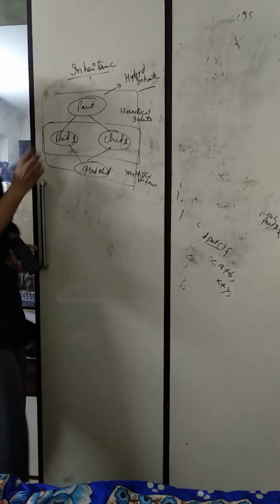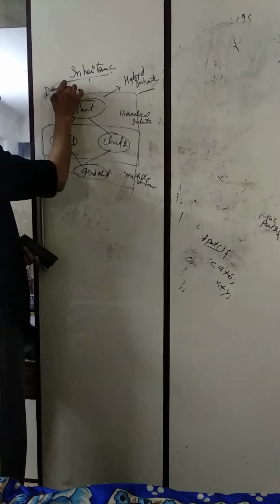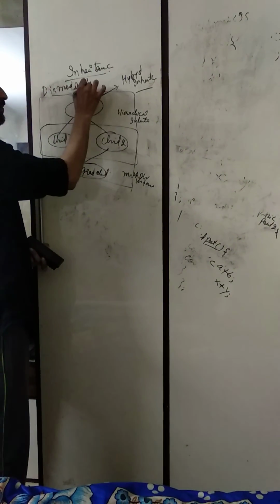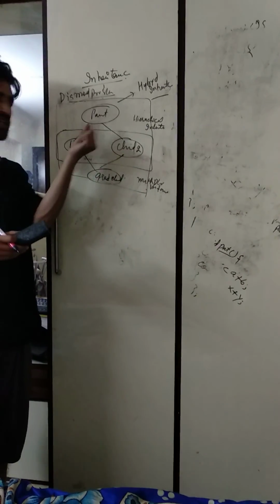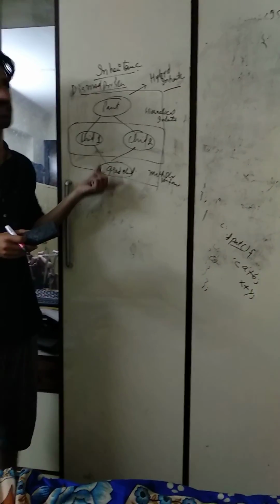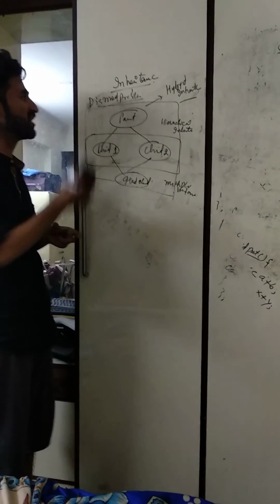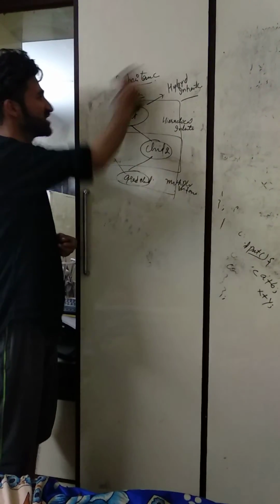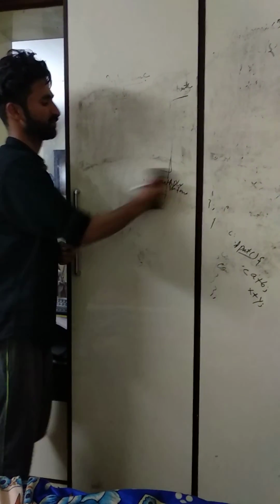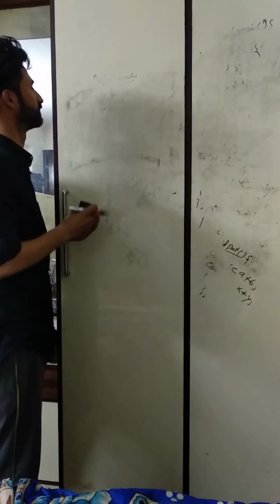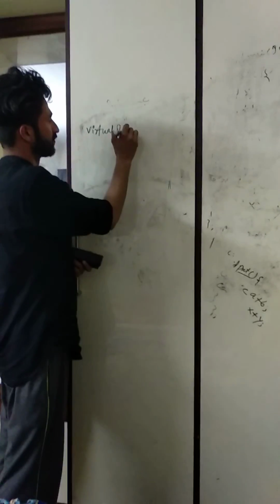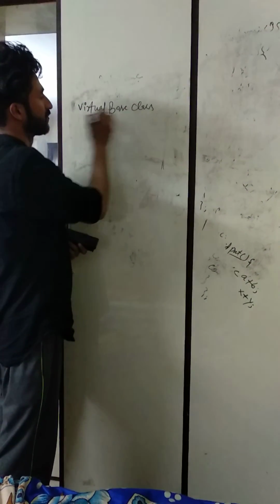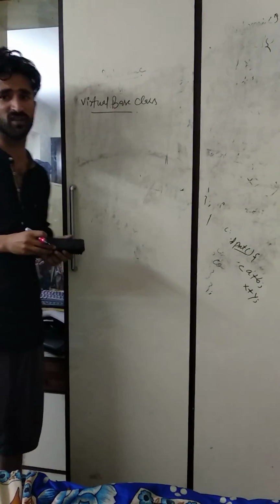Actually, this is a diamond problem. Diamond problem is when we have the combination of hierarchical inheritance and multiple inheritance, that inheritance becomes a diamond problem. In order to solve this diamond problem, we are using a virtual base class.